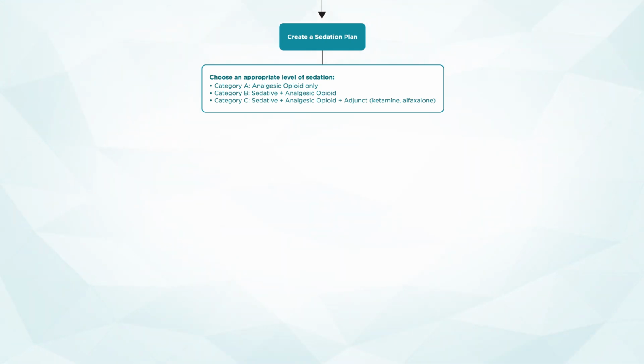My last category is going to be sedative, analgesic opioid, and an adjunct. So this adjunct is going to be something like ketamine or alfaxalone being added to my sedative analgesic combination. This is going to be a situation where we have a patient who really just needs more than I can provide with the sedative analgesic combination.